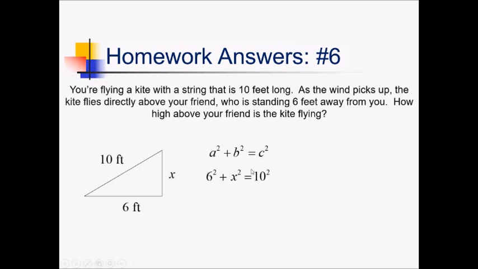And now let's see here. We can do 100 minus 36 to get x squared by itself. So that's going to be 64. And then if I square root both sides, I get x equals 8. And this is a real life problem with real life units. So that's going to be 8 feet. So that's how high above your friend the kite is.